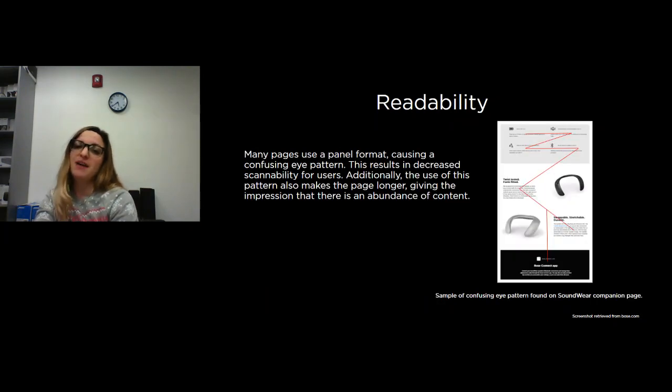The third issue I found was with readability. I found that many pages used a confusing eye tracking pattern. As you can see from this example, the reader must jump from topic to topic and the topics themselves do not align.